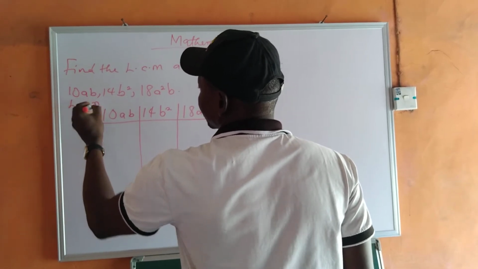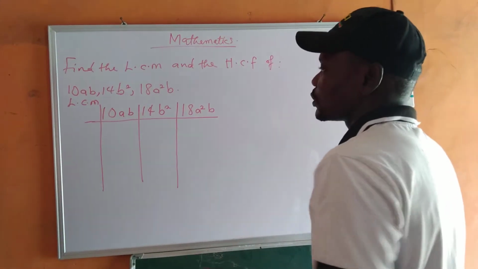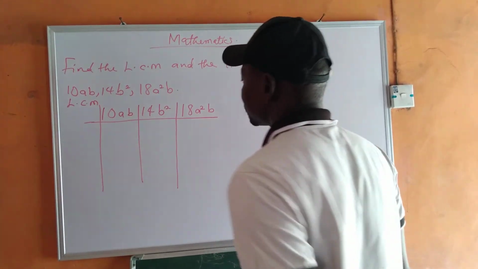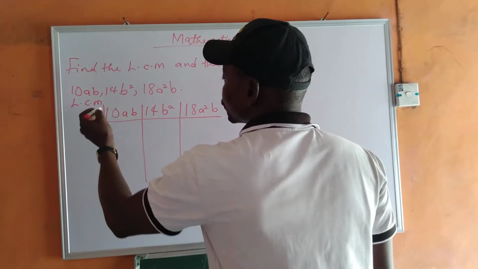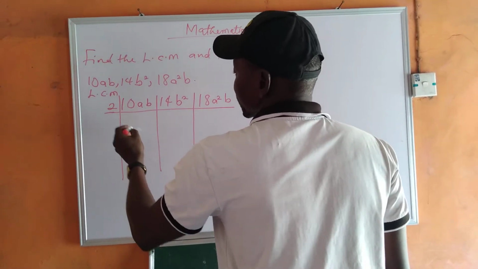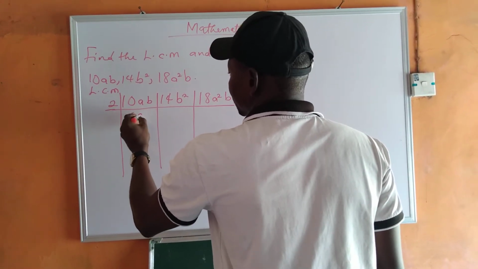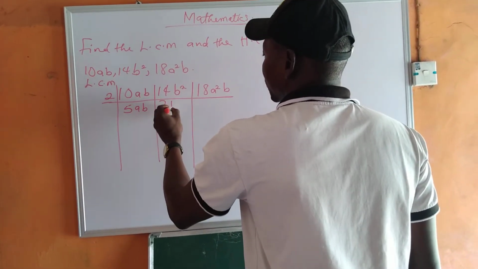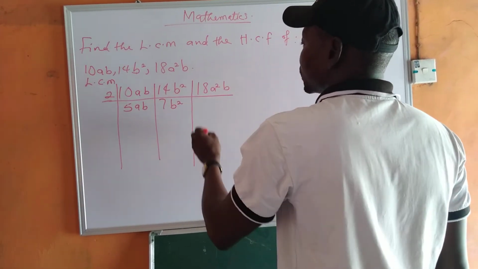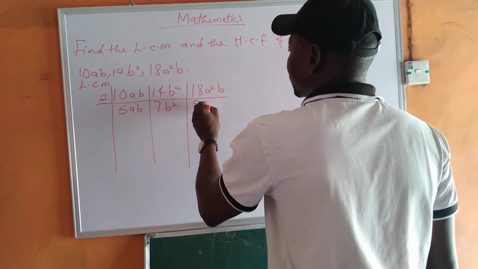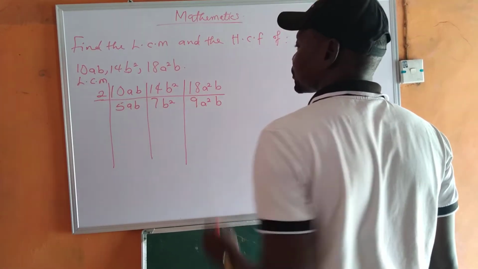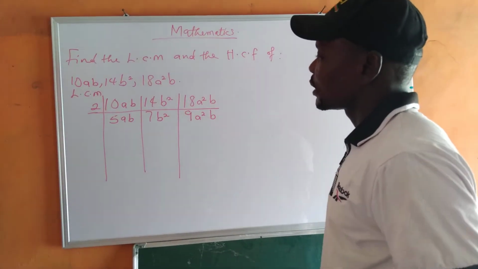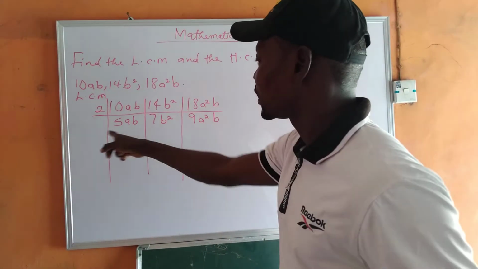So if we are dividing through by the numbers first, let's look for the smallest factor that can divide them through, which is 2. Then 2 in 10, we have 5. You join your letters a, b. Then 2 in 14, 7b square. 2 in 18, 9a square b.